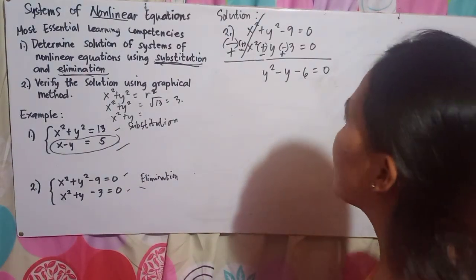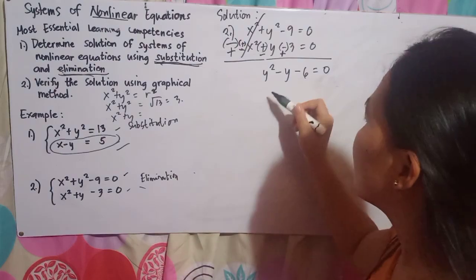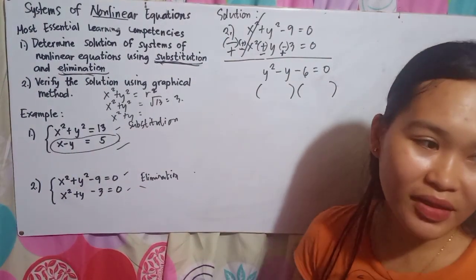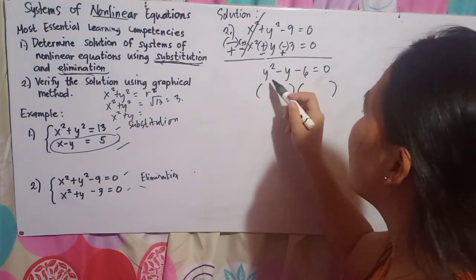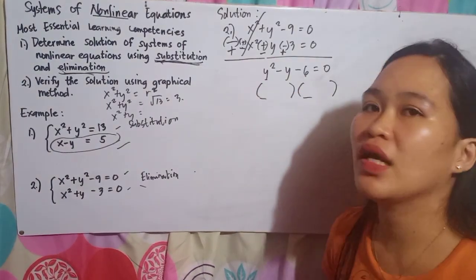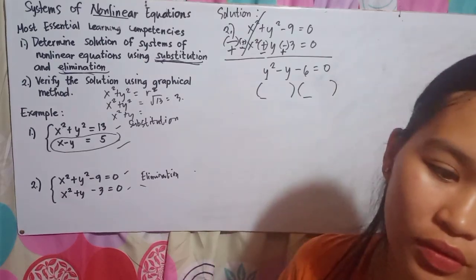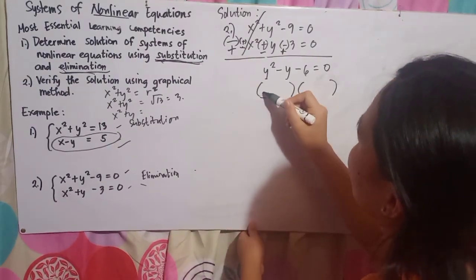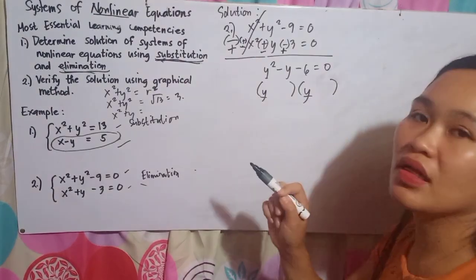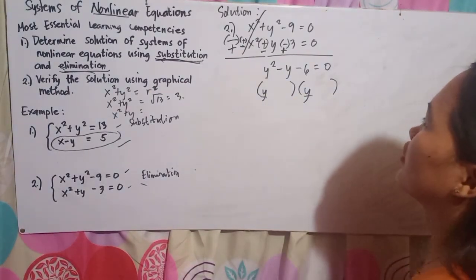So next is, atong i-factor out. So mag-isip ka og variable, dibutang nimo dira, kapag i-multiply nimo y squared ang result. So possible na y and y. Pag i-multiply nimo na silang duha, y squared ang result.